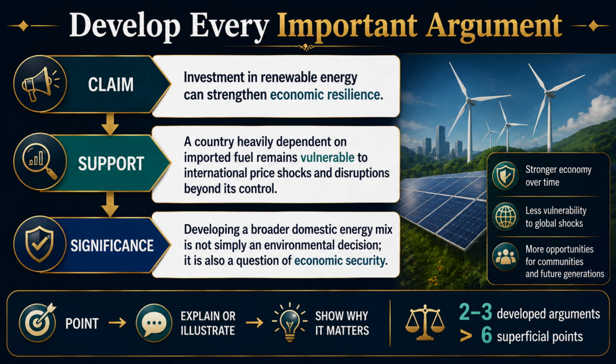Suppose your argument is that investment in renewable energy can strengthen economic resilience. That is the claim. Then explain that a country heavily dependent on imported fuel remains vulnerable to international price shocks and disruptions beyond its control. That is the support. Now show the significance. Developing a broader domestic energy mix is not simply an environmental decision. It is also a question of economic security. That is development. And this is why 2 or 3 strong arguments, developed carefully, are usually more effective than 6 superficial points.